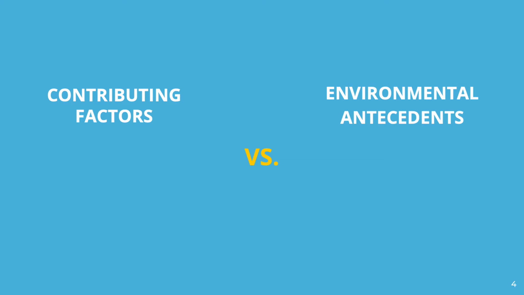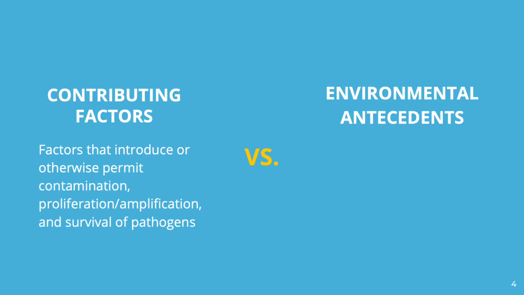Contributing factors and environmental antecedents are two terms that are important to remember while conducting an environmental assessment. Contributing factors are factors that introduce or otherwise permit the contamination, proliferation, and survival of pathogens. Contributing factors are distinct from violations that you would find in an inspection report. Practices such as improper thawing, prolonged preparation time, and improper hot holding are all examples of contributing factors. A complete list of predetermined contributing factors can be found on the National Environmental Assessment Reporting System's website.